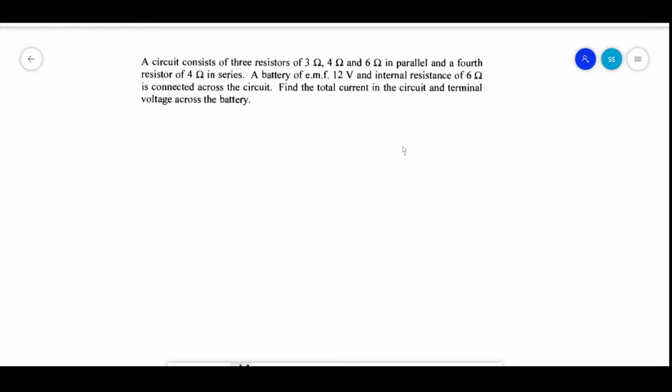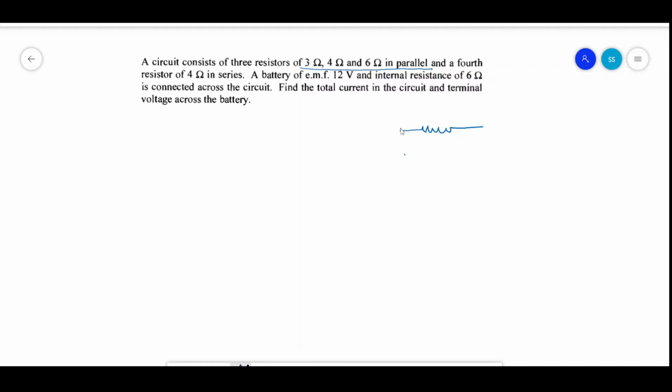In this question, we have to first picturize the circuit. So we can look at how to picturize the circuit. So we are having three resistors, 3 ohm, 4 ohm, and 6 ohm, which are in parallel. So first let us draw that.